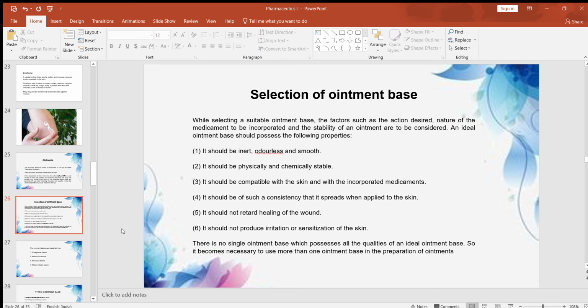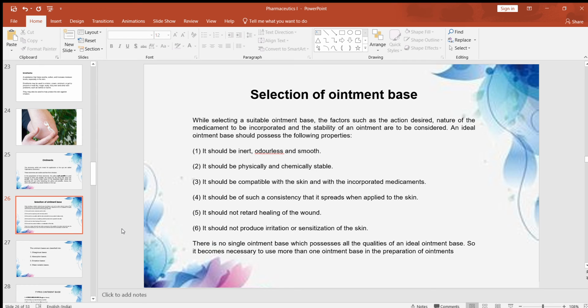So any time when you develop these semi-solid preparations which are meant to be applied on the surface of skin, you have to be sure that the base which you are using and the drug which you are using are safe, and whether they are causing any sensitization or allergic reaction. So you need to check that. Okay, so ideal properties we have seen.